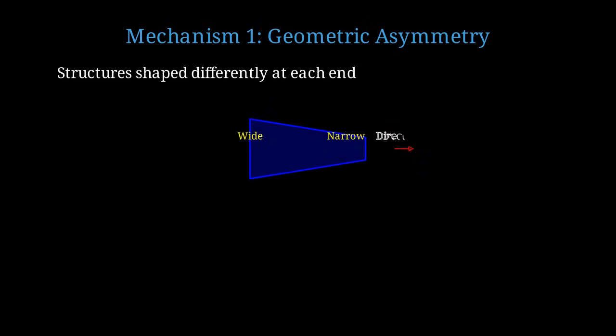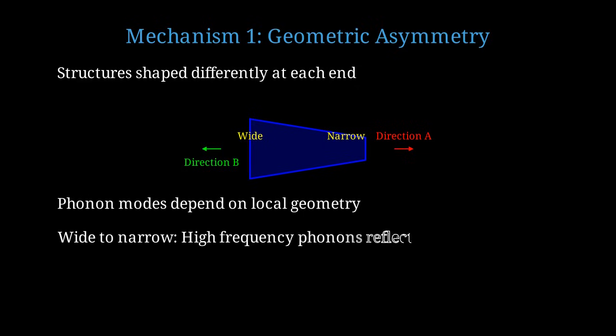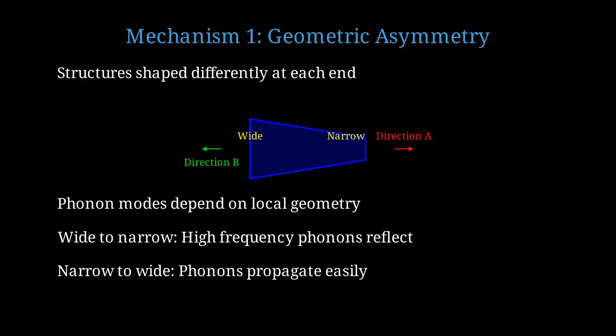Now let's explore the first mechanism that creates thermal rectification: geometric asymmetry. Geometric asymmetry means the nanostructure is shaped differently at one end compared to the other end. Consider a tapered nanowire, wide on one end and narrow on the other. The phonon modes that can propagate depend strongly on the local cross-sectional area. When phonons travel from wide to narrow, many high-frequency modes cannot fit through the narrow region and reflect back. But when phonons travel from narrow to wide, all the modes can easily propagate and spread out into the wider region. This creates an asymmetry in thermal conductance. Heat flows more easily from narrow to wide than from wide to narrow.